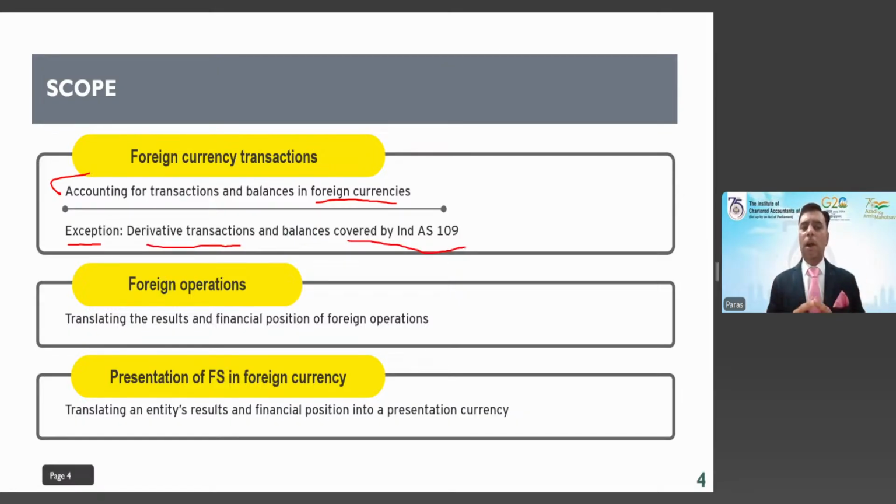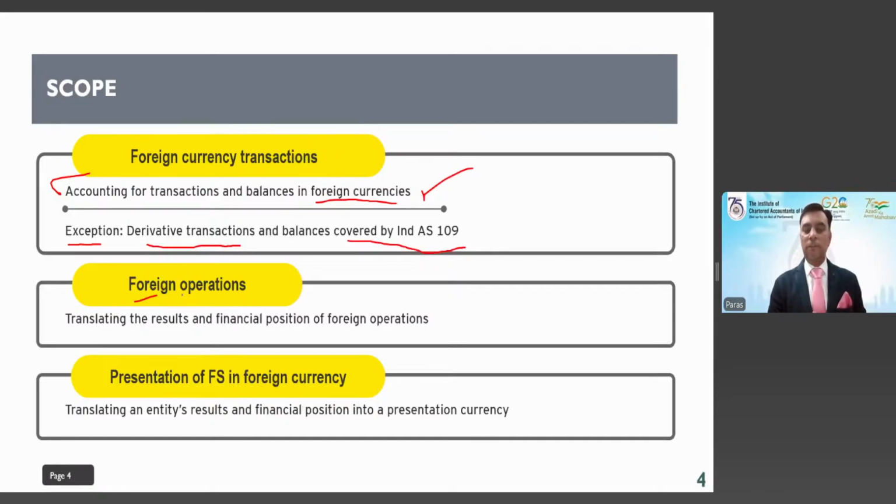And if you talk about the examples of derivative transaction, it covers forward contracts. It covers foreign currency purchase contracts. It covers call option, put option, interest rate swap. All these are the examples of derivative transactions, right? So this is scope number 1. We are going to cover the accounting for transaction and balances in foreign currencies.